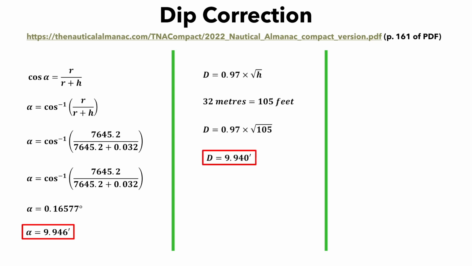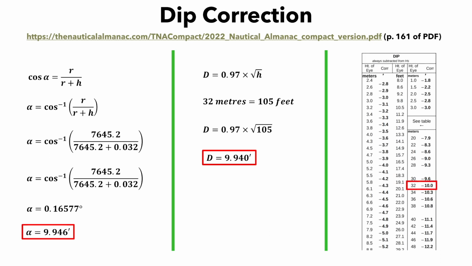I've also plugged it into the approximation formula, and you'll see that we basically get the same value, so 9.94 arc minutes. What I found quite funny though is that the dip correction table in the almanac gives a figure of 10 arc minutes rather than 9.9, even though it says explicitly that the numbers in the table were calculated using that approximation formula. Super weird, but we'll go with 10 arc minutes for our dip correction.